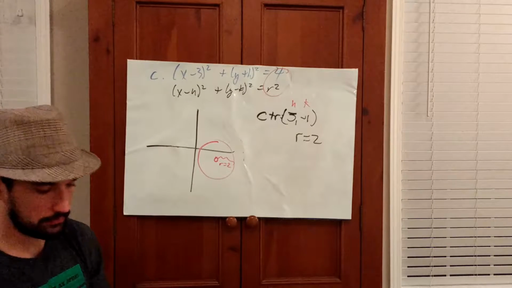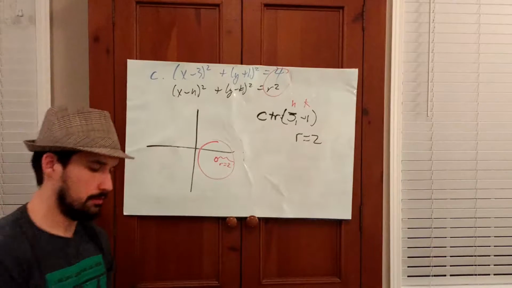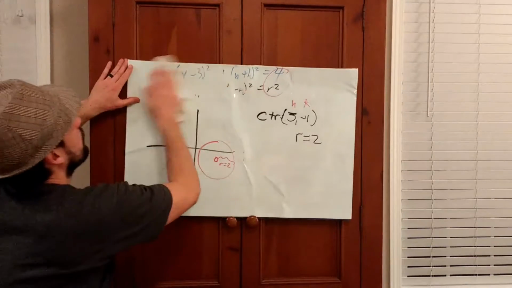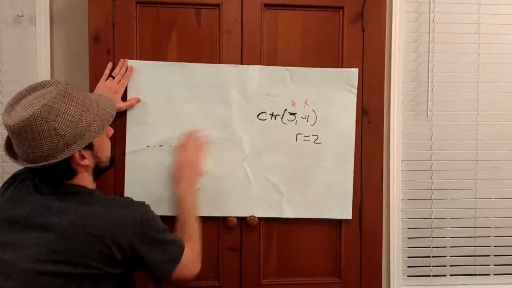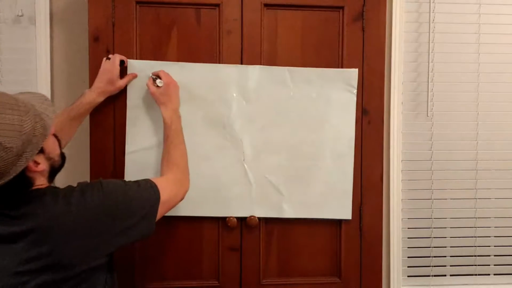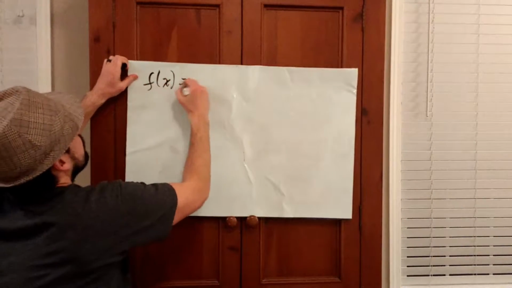Alright, so what do we have left? Oh, piecewise functions. That shouldn't be too bad. So as we look at that piecewise function, that should be pretty fresh on your mind. Right, it has 3 pieces.